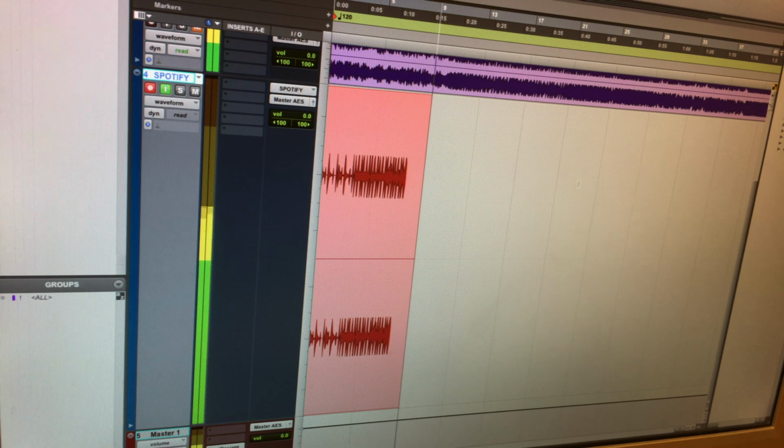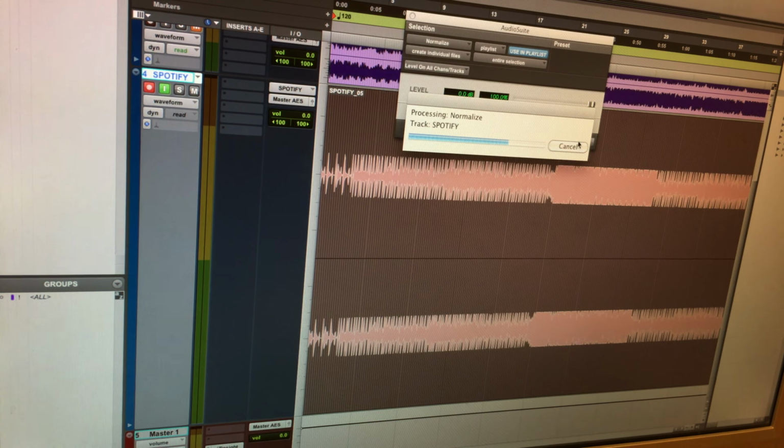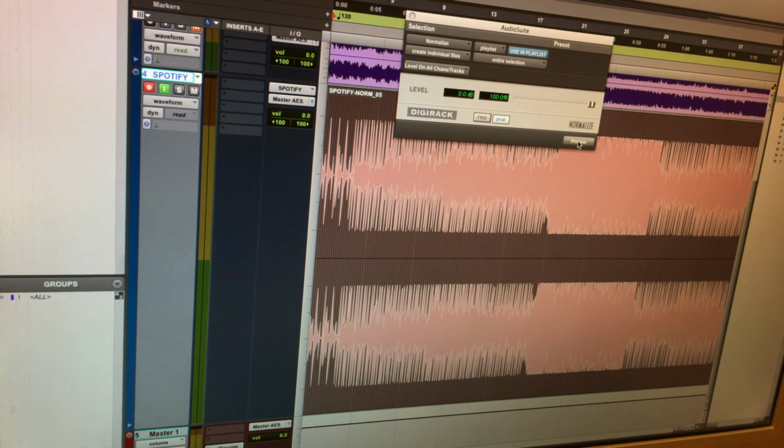I found this out the simple way by recording a stream out of Spotify into Pro Tools, normalizing it so it's back at 0 dB, and then comparing it to the original waves. This is actually what Spotify is doing. Right now it's at minus 13 LUFS, minus 12, minus 13, maybe minus 14.